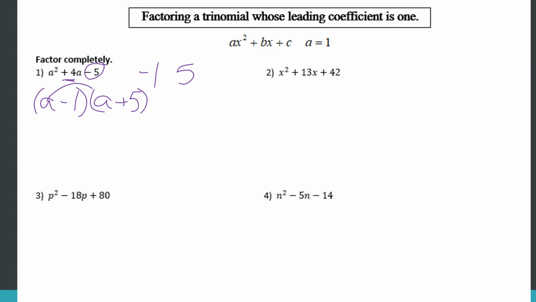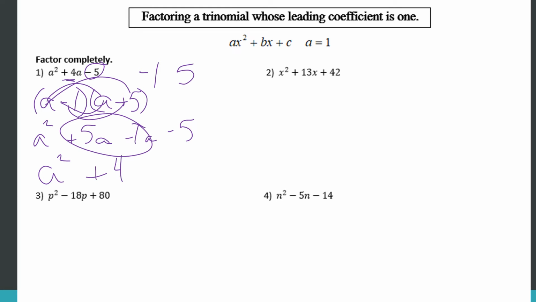So again, if I were to multiply this back out using the distributive property, I would get a squared plus 5a minus 1a minus 5. Combine the like terms in the middle, you end up with a squared plus 4a minus 5, which is the original problem that we started with. Okay, so this a minus 1 times a plus 5 is the final answer. It doesn't matter if you end up with a plus 5 times a minus 1. It's the same answer, but you do have to have that 1 with the negative and the 5 with the positive. Okay, so looking at number 2 here, I'm going to set up my parentheses.